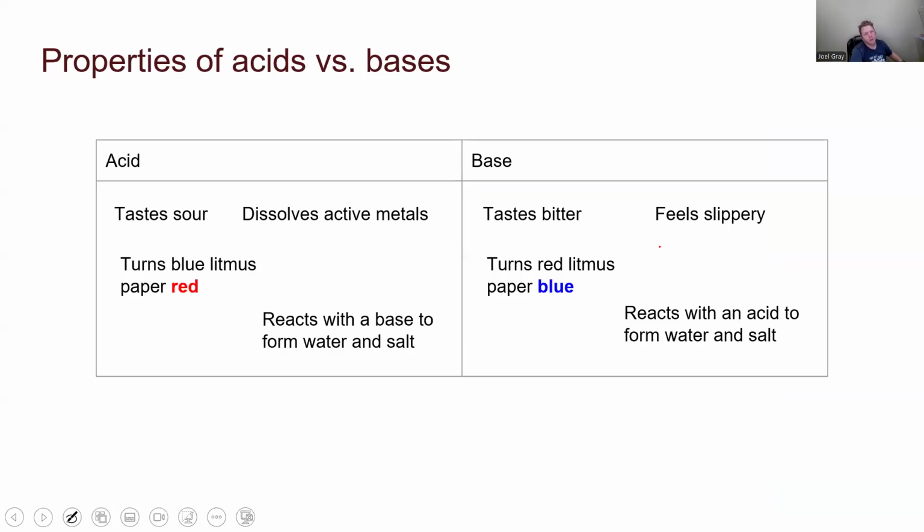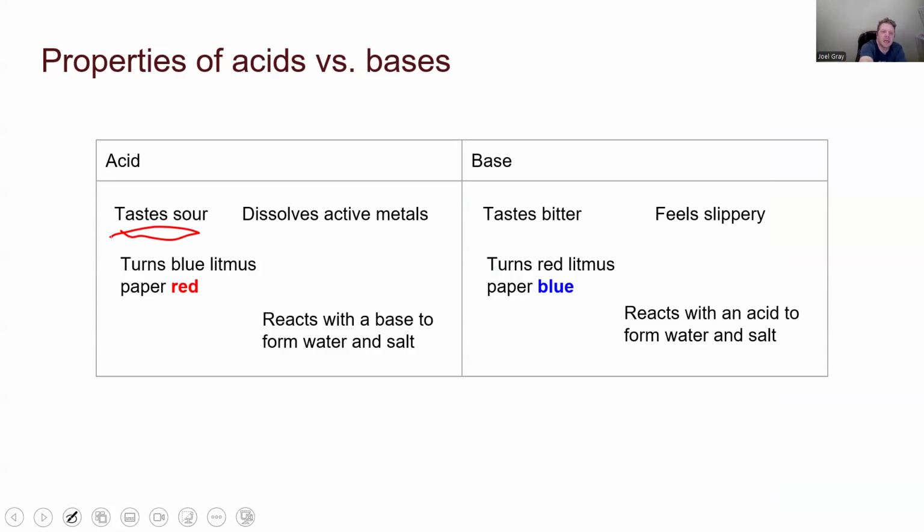Now, some of the properties of acids and bases. Well, first of all, an acid is going to taste sour. For instance, if you got 3 or 4 vitamin C pills and you bit into them and tried to chew them, then it's going to be pretty tart. It's going to be pretty sour because of that ascorbic acid. There's nothing else that's doing that. It's just the ascorbic acid that's causing that.